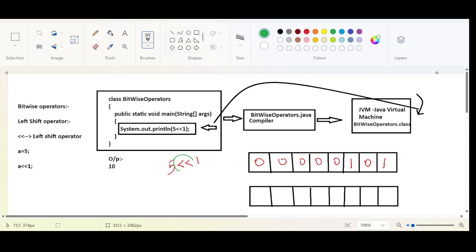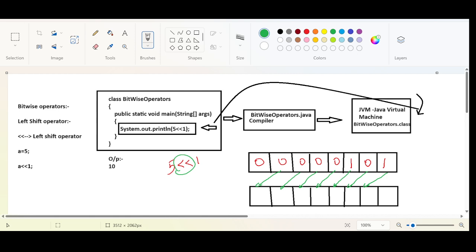This particular left shift operator, the job of the left shift operator is to move each and every bit one position towards the left. What does it mean? If you consider this memory, each and every bit will be moved one position left.